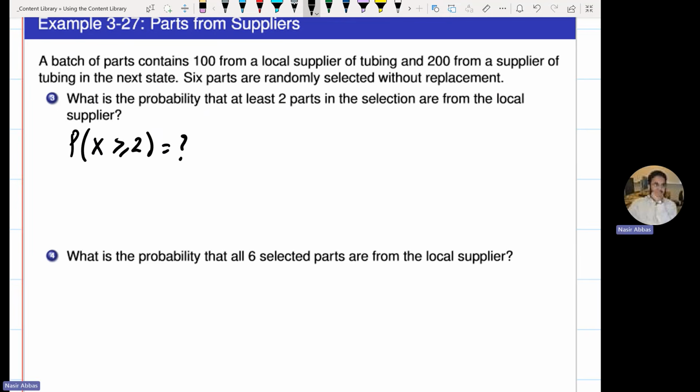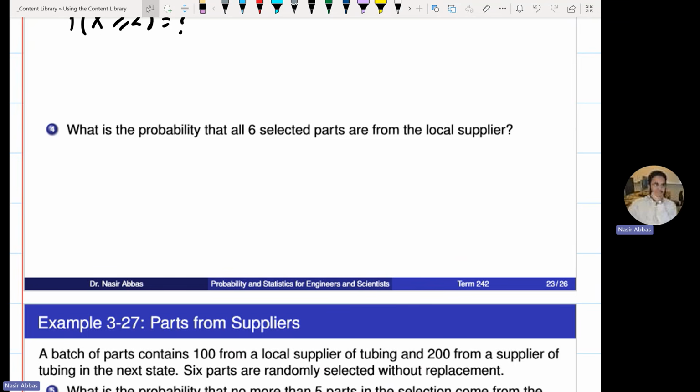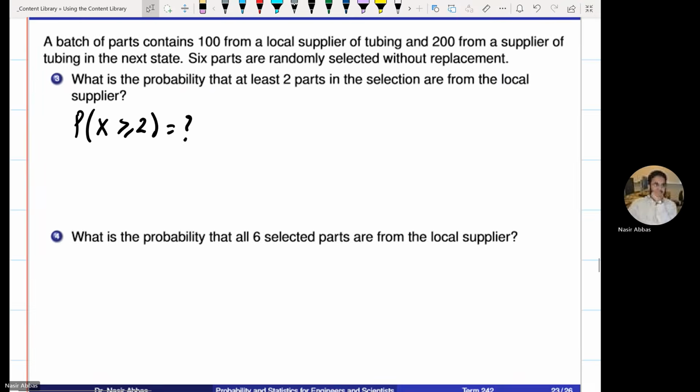How can you solve it? 2 plus 3 plus 4 plus 5 plus 6, or complement 1 minus 0, 1 and 2. Part 4, what is the probability that all of them are successes? Six, not 7. Yeah, but then we go same.